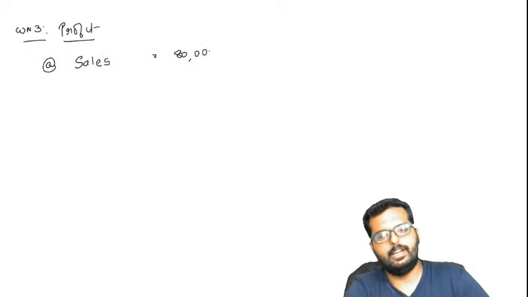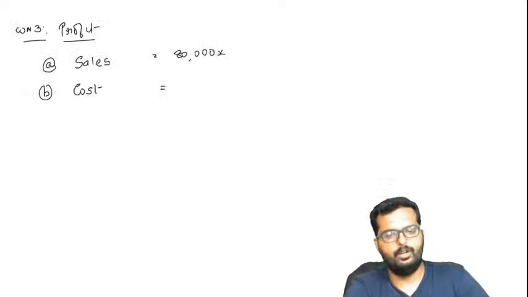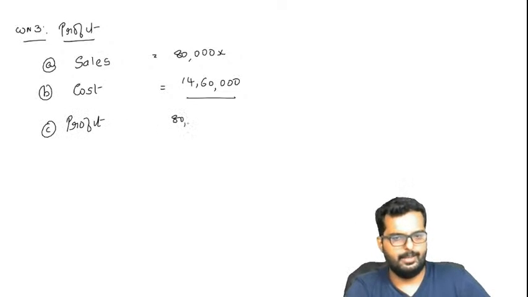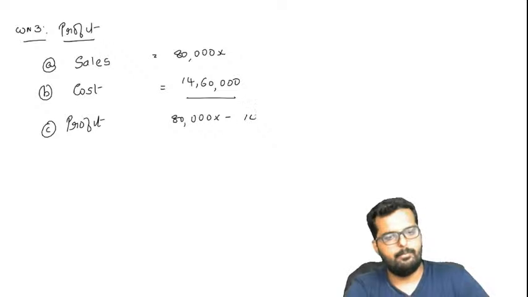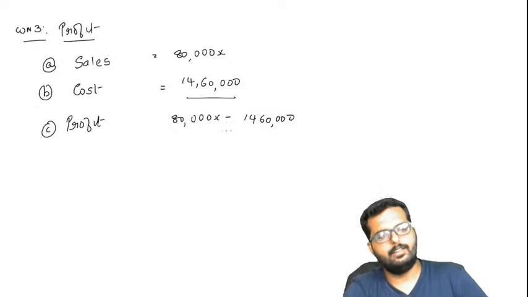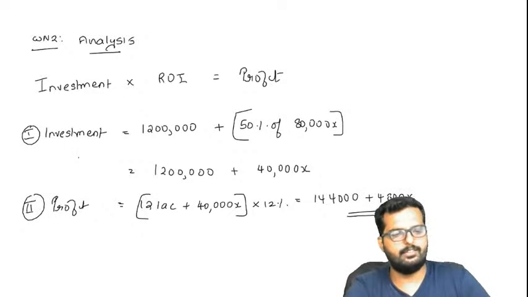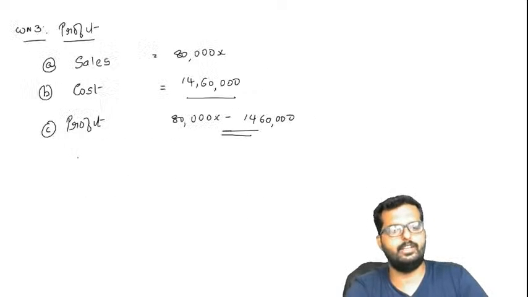Sales is how much is it? 80,000 X. What is the cost that is given over here? Is the cost turning out to be 14,60,000? From this, can I not find out the profit? Yes. It will be 80,000 X minus 14,60,000. Okay. So basically what we have to do is, here we got the answer as 1,44,000 plus 4,800 X.